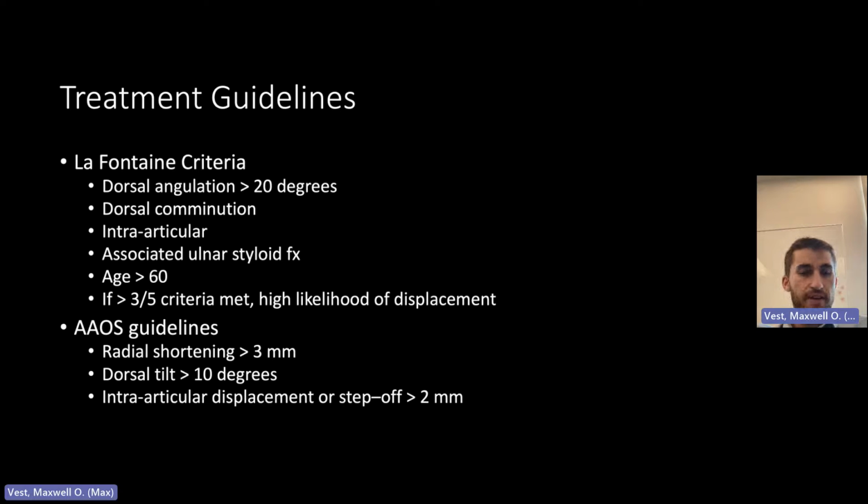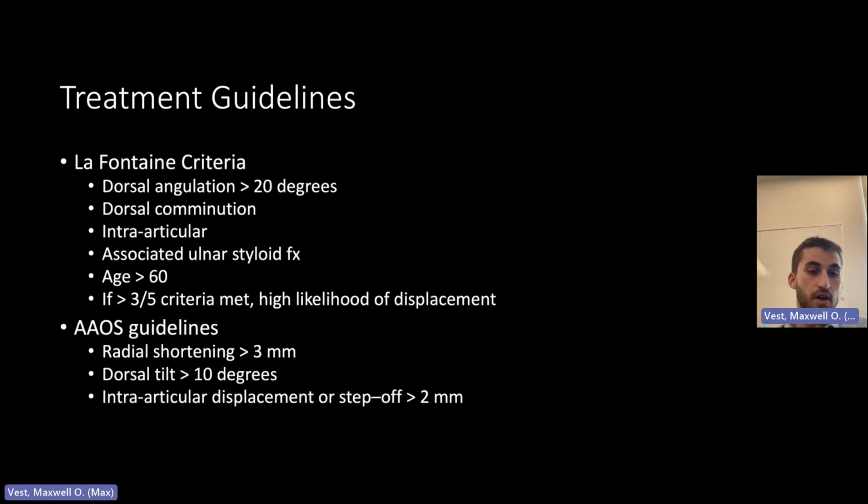If more than 3 out of 5 of these criteria are met, there's a high likelihood of displacement. And this is helpful for counseling patients and deciding on treatment options in these patients. And if a patient is treated non-operatively with multiple of these criteria, it's important to obtain weekly radiographs to ensure that they don't have late displacement.